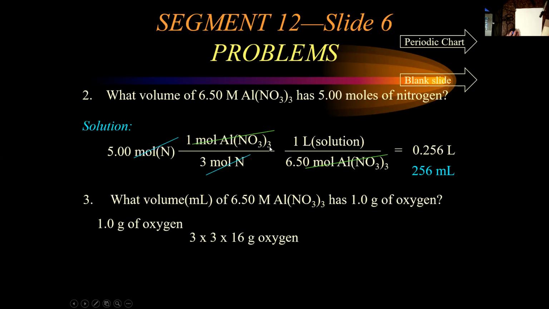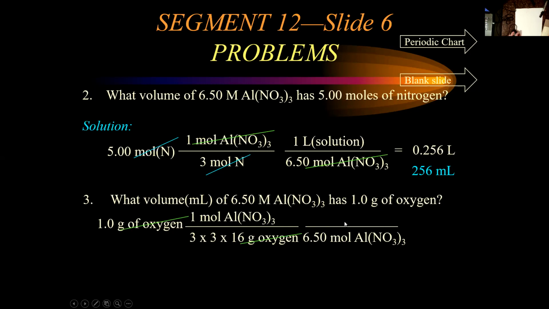Okay, if I look at this compound, there's 3 of the nitrates. Each nitrate has 3 oxygens, and the atomic weight of oxygen is 16. That's the number of grams of oxygen in 1 mole of that compound. Now, my units cancel. My answer now is in moles. No, it's supposed to be milliliters. What am I going to do? Well, get rid of that unit. 6.5 moles of that compound is in 1 liter of the solution. Now that's going to cancel. And there's my answer. And if I want that in milliliters, it'll be 1.07 milliliters.